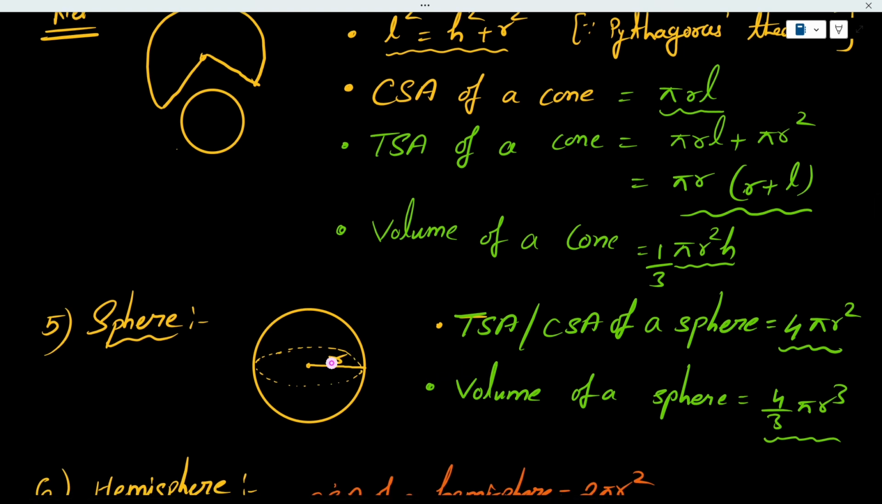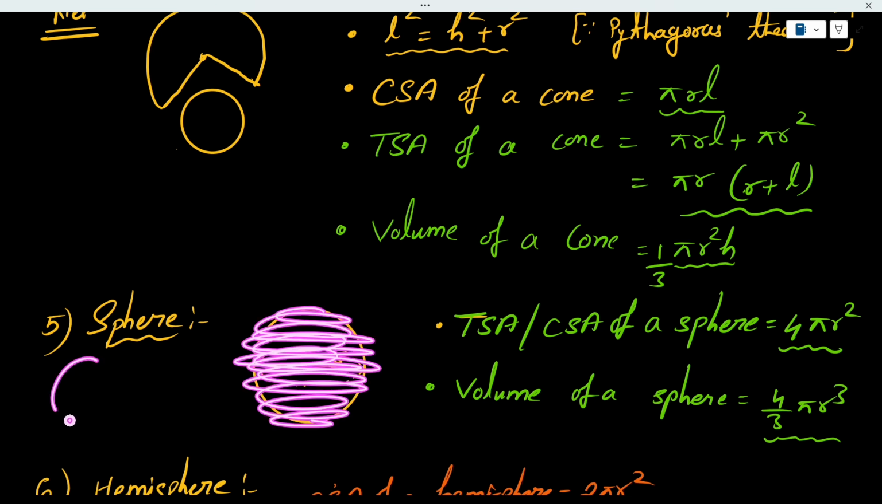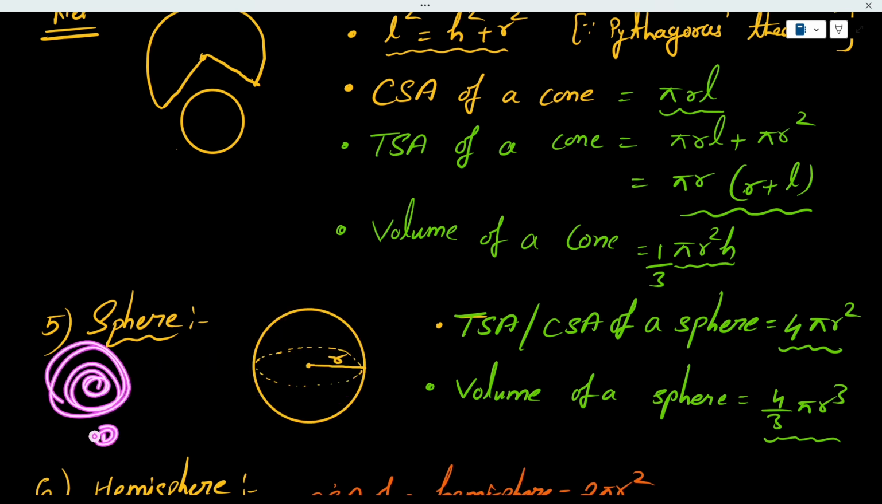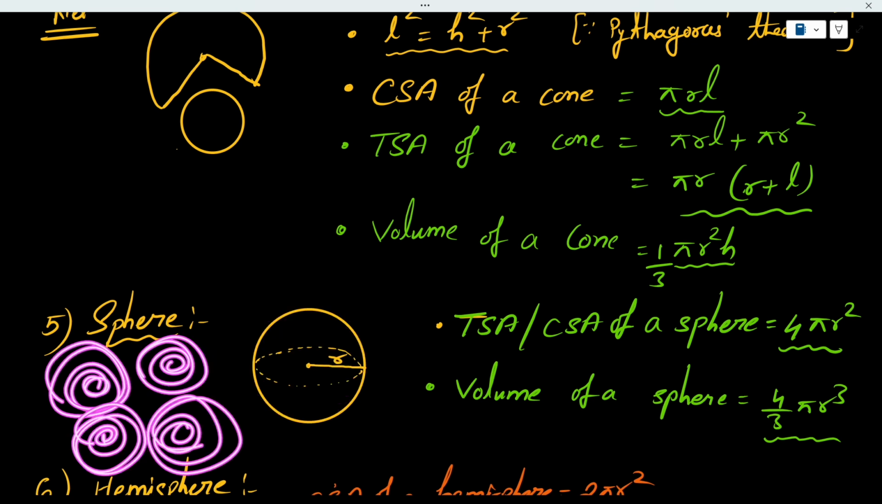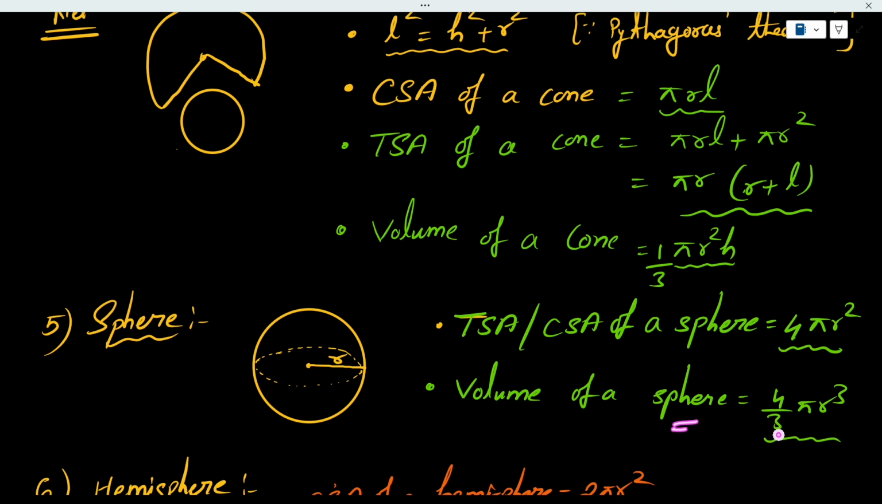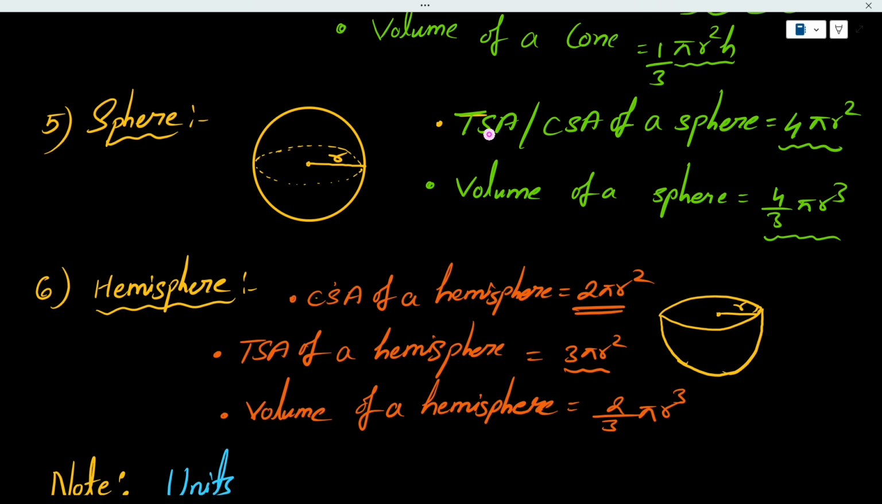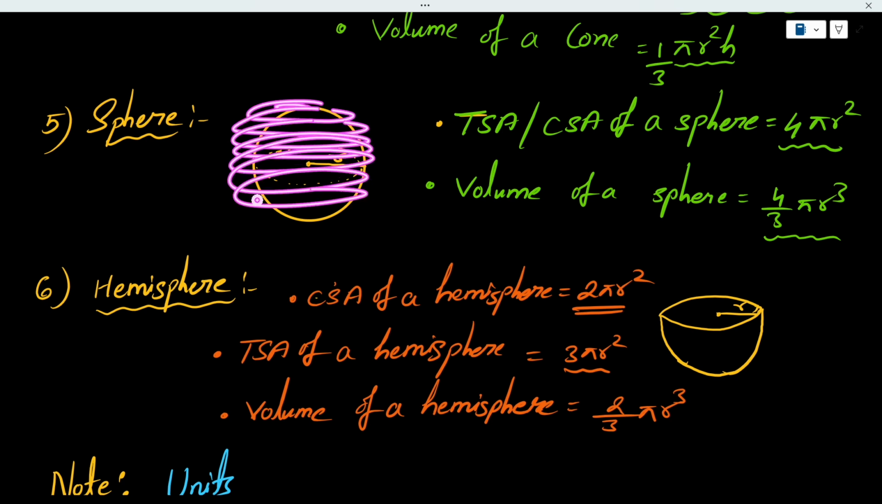Now if you take a sphere and put a thread around it, you will see it fills four circles. That is why we take the total surface area as 4 pi r square, right? And the volume is 4 by 3 pi r cube. One more thing you should remember: whenever we take a sphere, the total surface area and curved surface area are going to be the same because there is only one surface here, which is 4 pi r square.